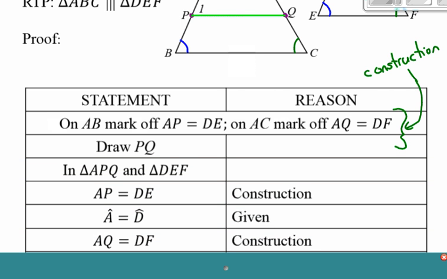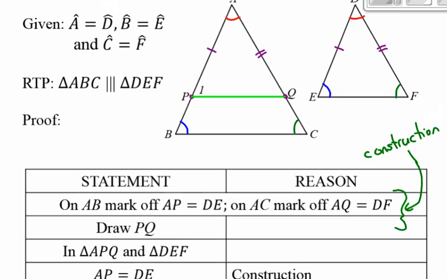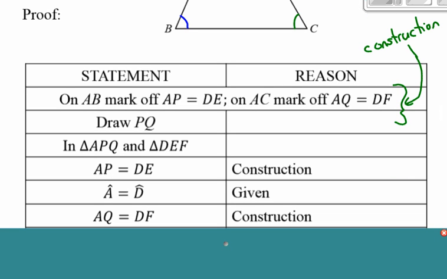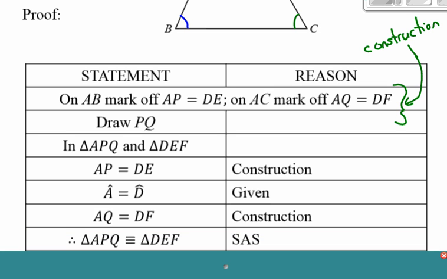So in triangle APQ and DEF, those are smaller triangles. We know that AP is equal to DE. Remember we constructed that. We also know that angle A is equal to angle D. We were given that, and we know that AQ is equal to DF by construction, which is enough information to prove that in fact those small triangles APQ and DEF are congruent because of side angle side.